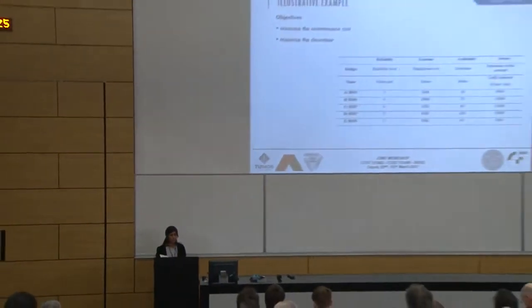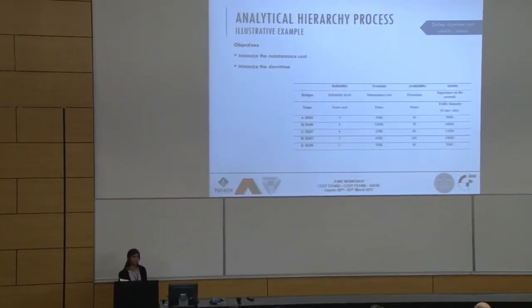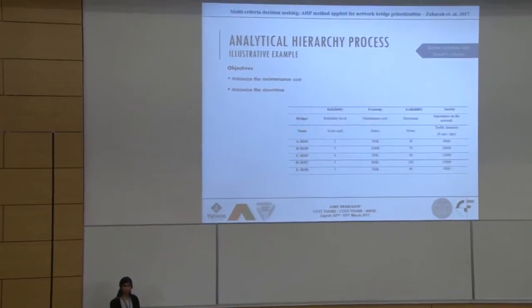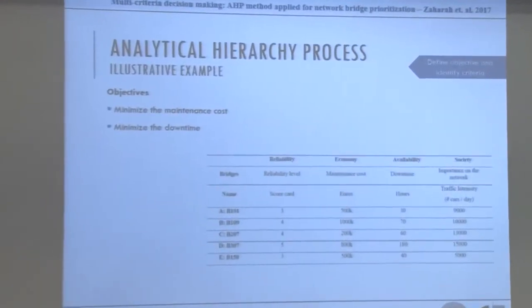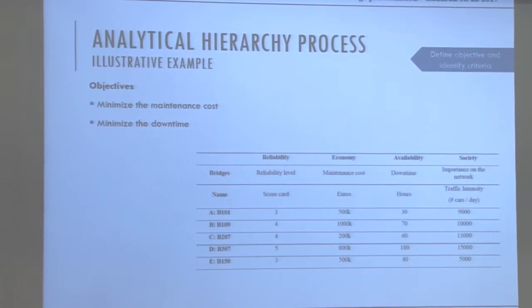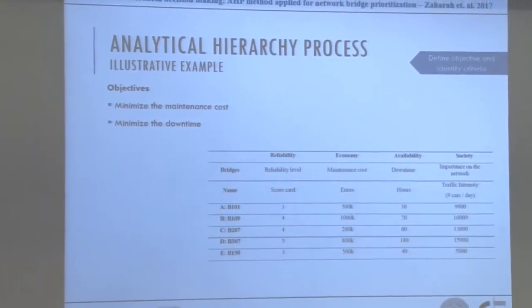So just to explain the analytical hierarchy process, we consider one simple example, where our objective is to minimize the maintenance cost and minimize the downtime while we are doing the maintenance. Here there are only 5 bridges, so the results could be apparent, but if you have a number of these bridges, then mostly the results are not that apparent.